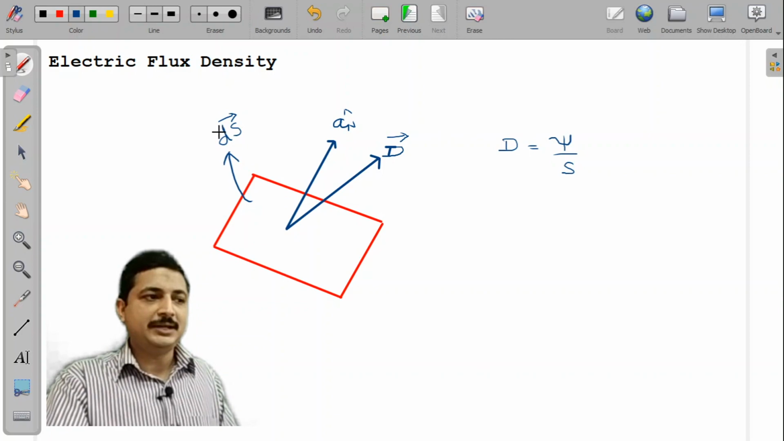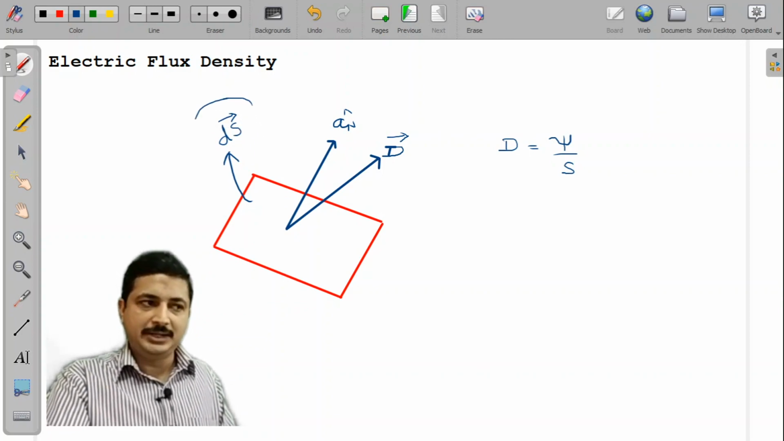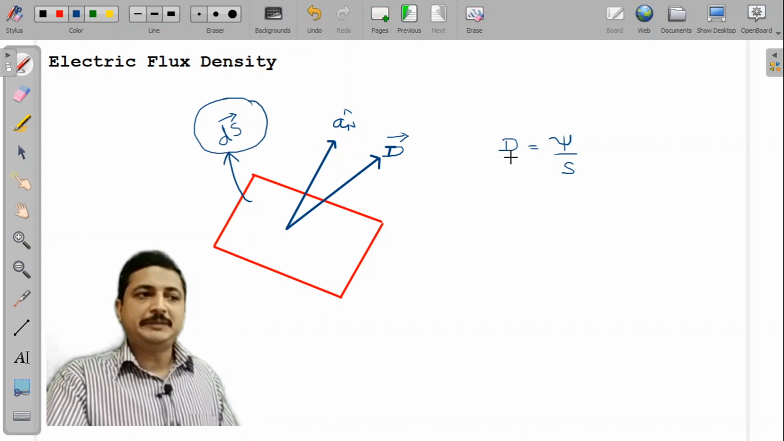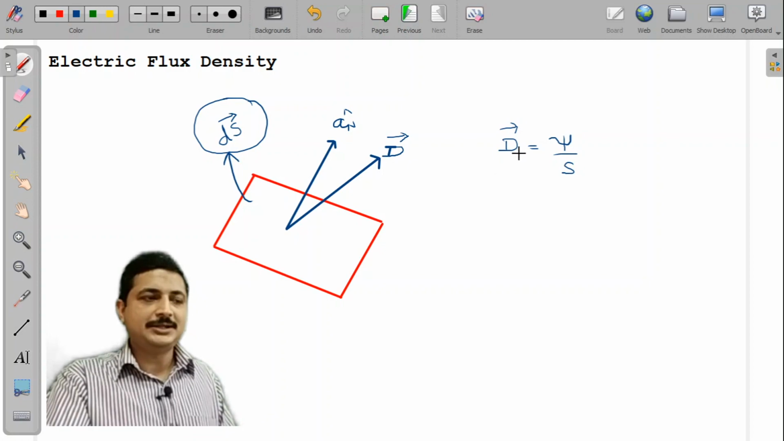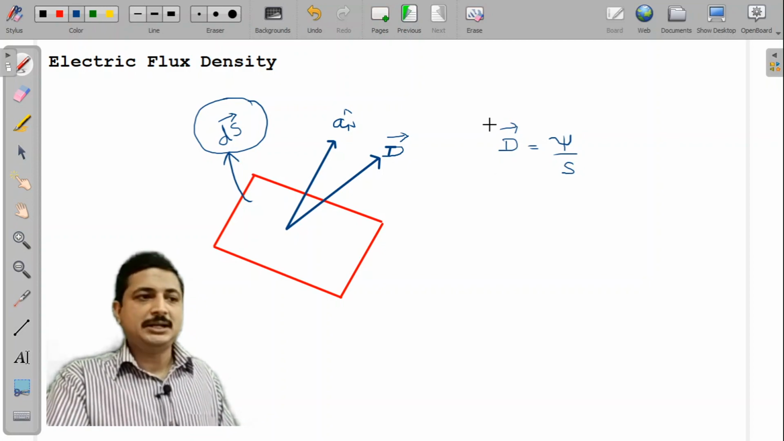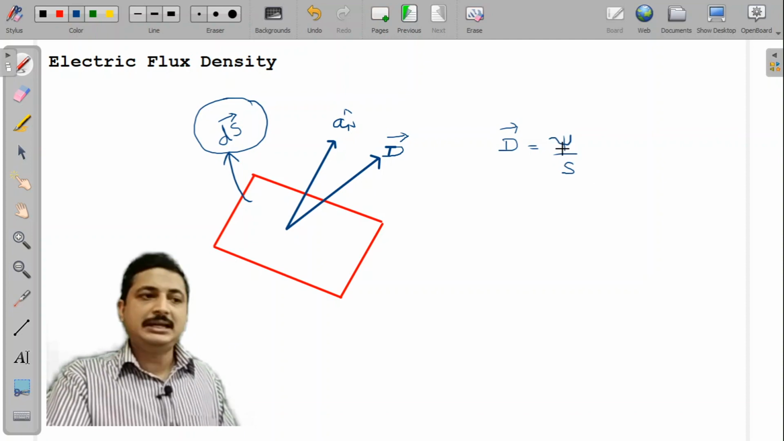Now listen carefully. Now you will understand mathematically why, geometrically you understood why I took it as a vector. Mathematically also, see, this D is a vector, flux density is a vector, is it not? In a mathematical expression, when your left hand side is a vector, right hand side also should be a vector. This psi cannot be a vector, because we repeatedly said, Faraday told that flux lines are scalar. So psi is a scalar value.